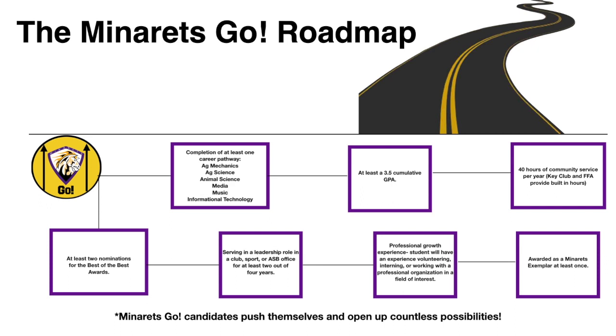At least 2 nominations for the Best of the Best awards. These are cumulative awards at the end of the year. Serving in a leadership role in either a club, captain of a team, or an ASB office for at least 2 of the 4 years. Again, these leadership activities are something that both colleges and scholarships do ask about. And then being involved in professional growth experiences. So students have an experience either interning or volunteering or maybe working with a professional organization in their field of interest. This shows their commitment to their interest area or career pathways for down the road.